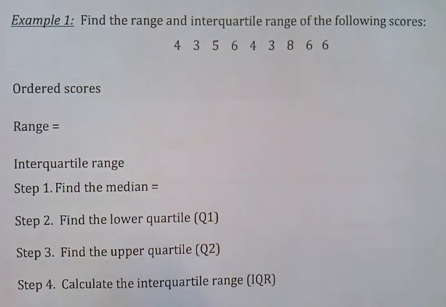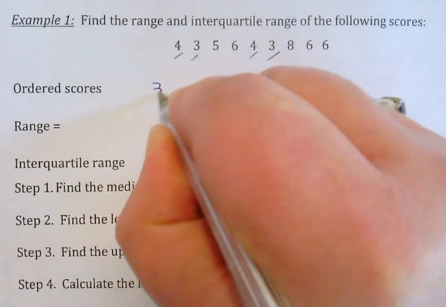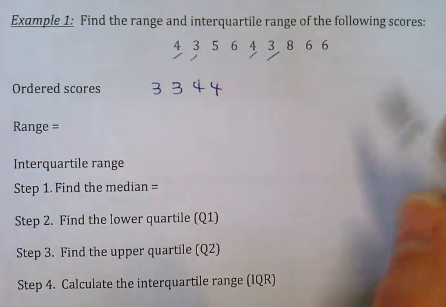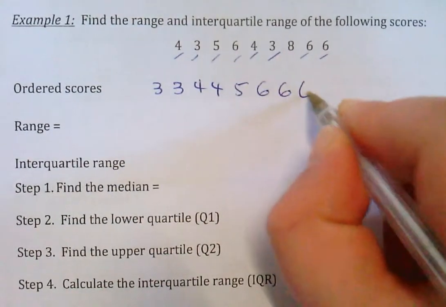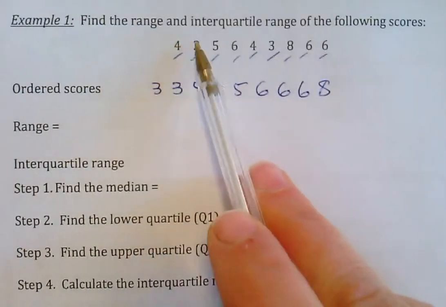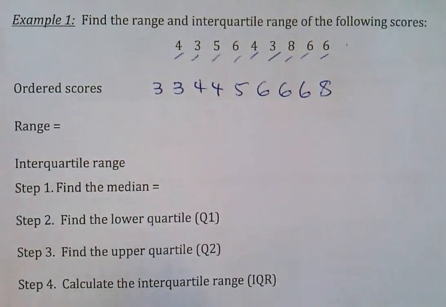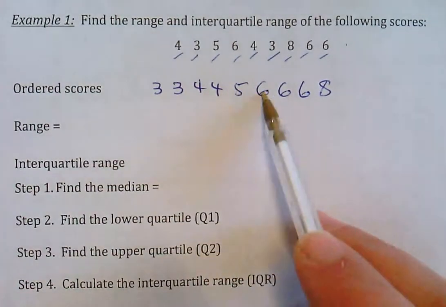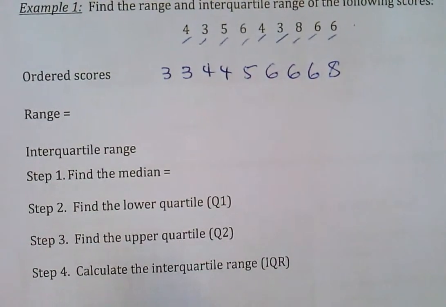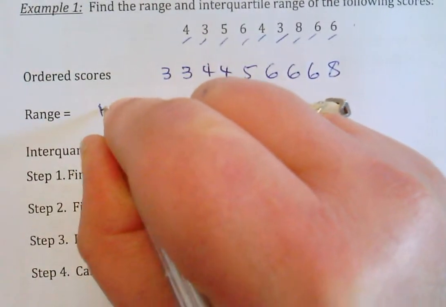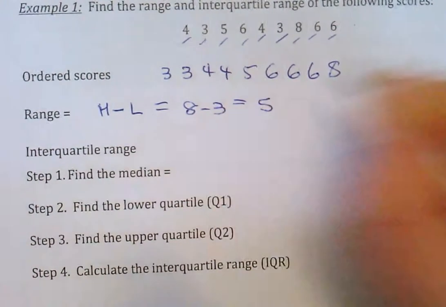Quartile range of these scores, we notice they're not in order, so how many threes, how many fours, 2 threes, 2 fours, keep going. Count 1, 2, 3, 4, 5, 6, 7, 8, 9. Notice I'm making sure I haven't made a mistake. 1, 2, 3, 4, 5, 6, 7, 8, 9. Great. Okay, what's the range? Highest minus the lowest, 8 minus 3, which is 5.